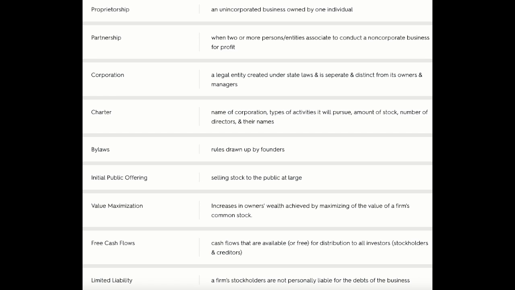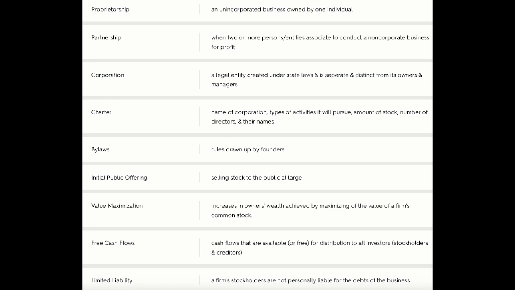Proprietorship. Sole proprietorship is an unincorporated business owned by one individual. Its advantages are it is easily and inexpensively formed, it is subject to few government regulations, and it avoids corporate income taxes. However, all business earnings are taxed as a personal income tax to the owner.